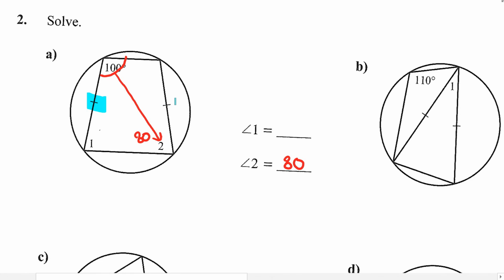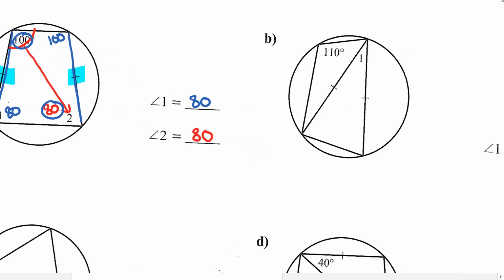Then because of these markings right here, it just means the sides are equal. So if this is 80 and that top's 100, then this side is going to be exactly the same as the opposite side. So that means this angle is 100 and this angle is 80. So angle number 1 is also going to be 80 degrees because both sides are going to be equal.